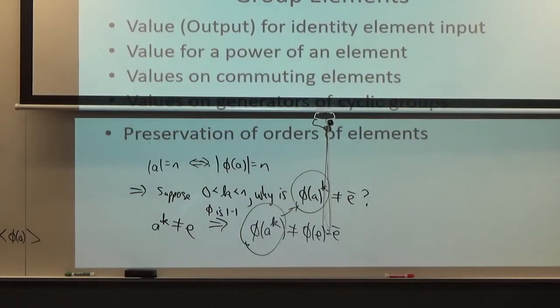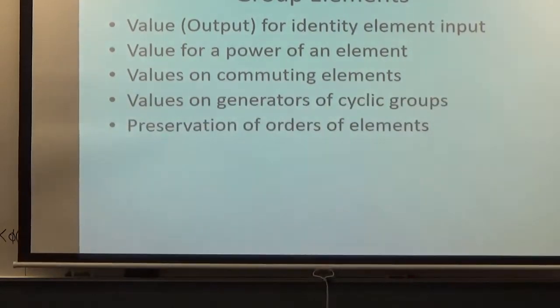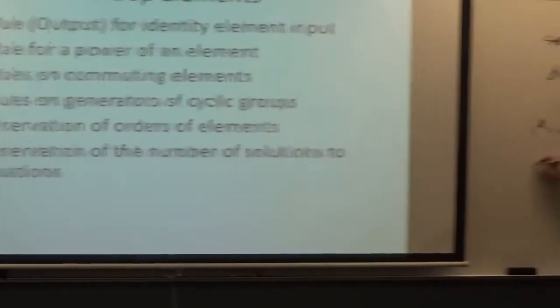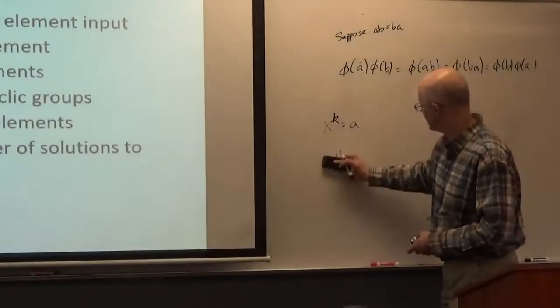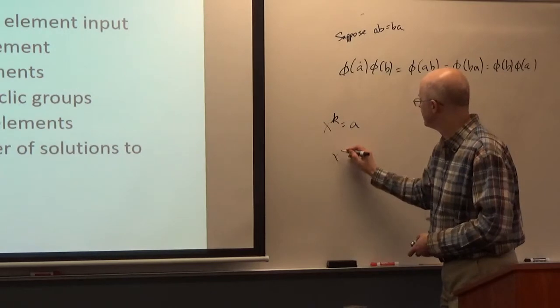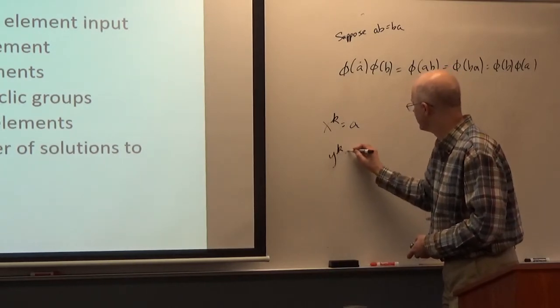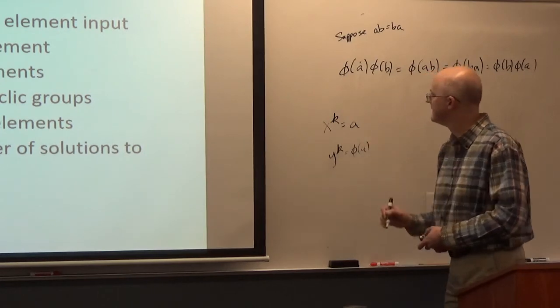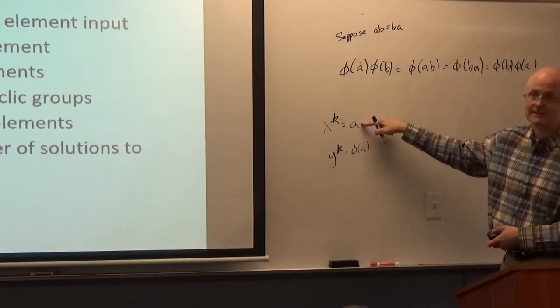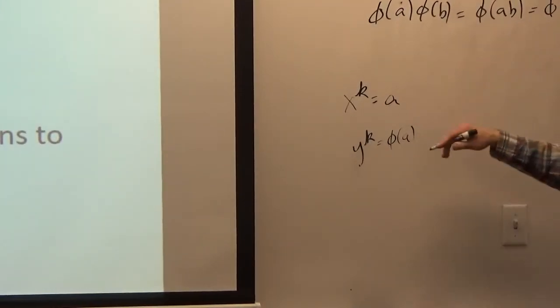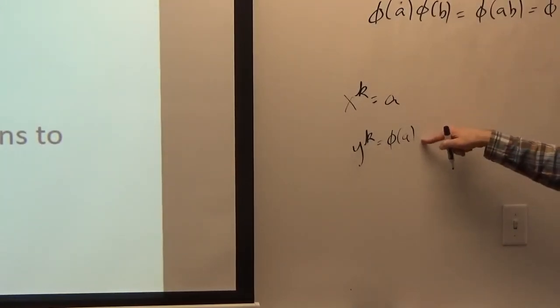I'll put this back up here again in a second, but let's just quickly mention a few other facts. Isomorphisms preserve the number of solutions to equations, like x to the k equals a. This is going to have the same number of solutions in G as the equation y to the k equals phi of a, where x and y are unknowns, does in G bar.